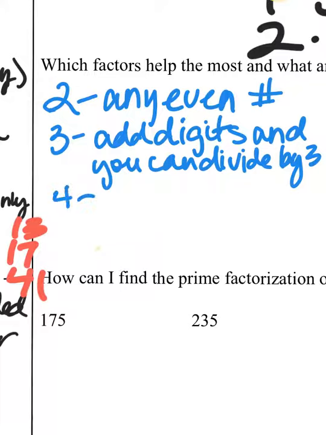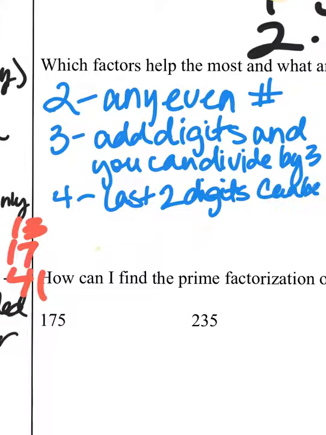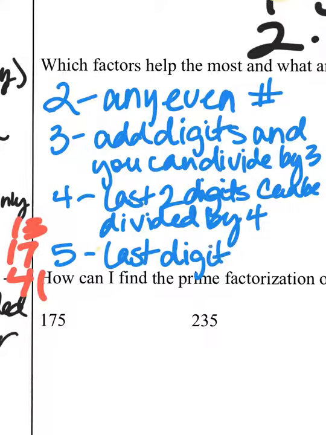For 4, if the last 2 digits can be divided by 4. Another way to say that is the last 2 digits are a multiple of 4. So 4, 8, 12, 16, 20. Okay? For 5's, the last digit is 5 or 0. Okay, those are going to be your easiest. 6, 7, 8 get a little bit more interesting, but we'll talk about those a little bit more in class.